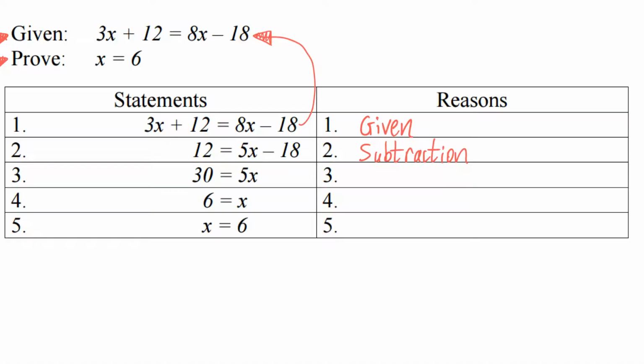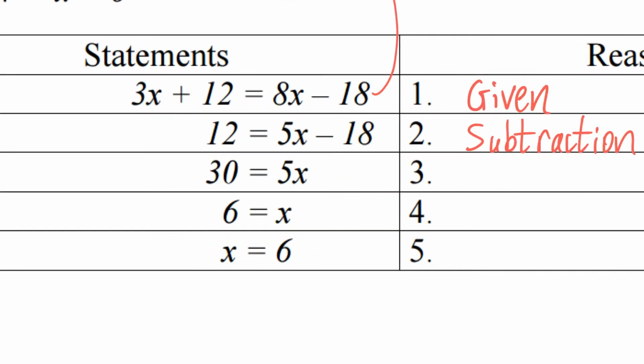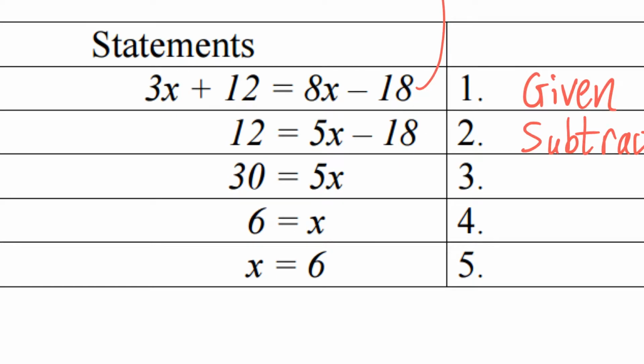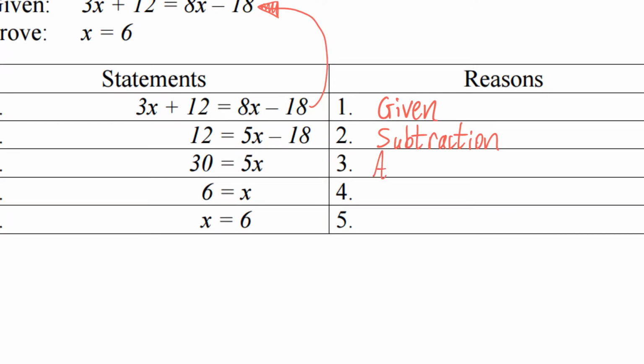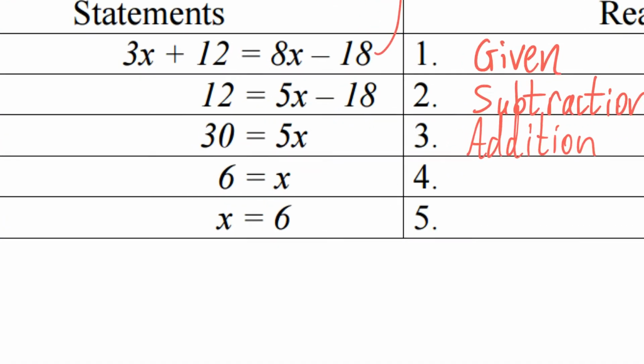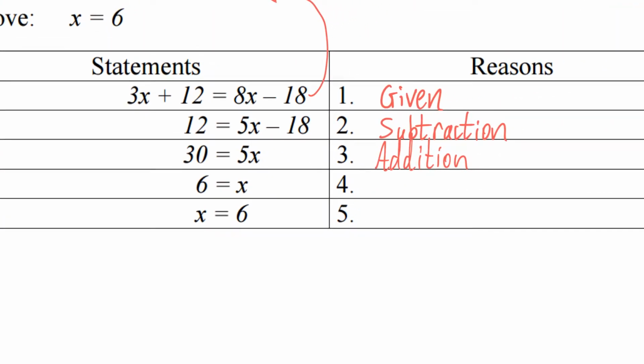Okay. Next one, going from step 2 to step 3. What happened in that step? Good. We're trying to get the x by itself, so we want to deal with that negative 18. So they added 18 to both sides. That's why it's 30 now on the left-hand side, because the 12 plus that 18 gave you the 30, and the negative 18 plus 18 zeroed out. Okay, now going from step 3 to step 4, what's happening here? They divided by 5. Good, so they used the division property here.